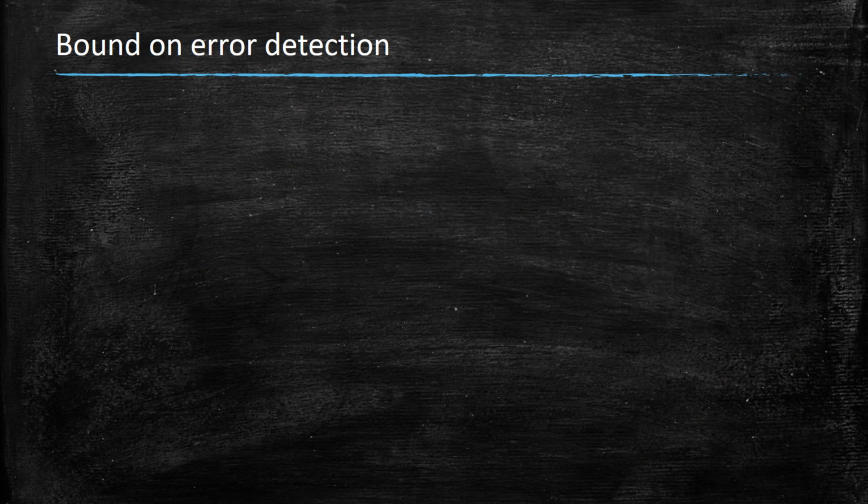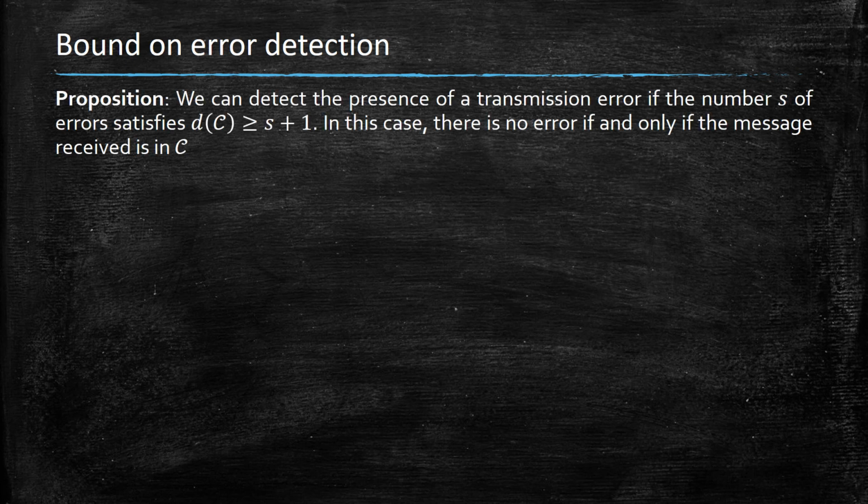So now let's see how the distance of the code pertains to our ability to detect errors. Here is what we can say. We can detect the presence of a transmission error if the number S of errors is less than the distance of the code minus 1. Or, the distance of the code has to be greater than S plus 1.